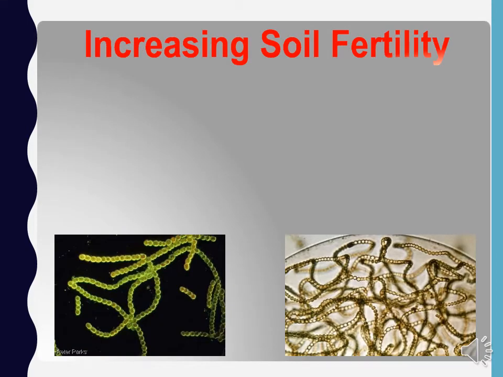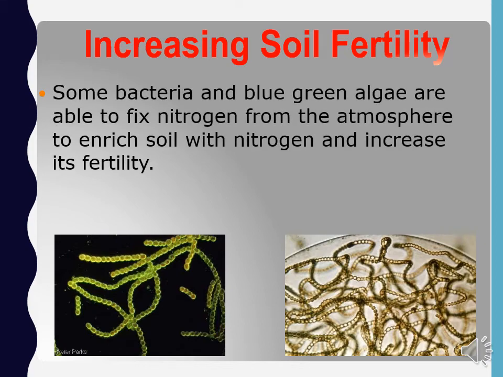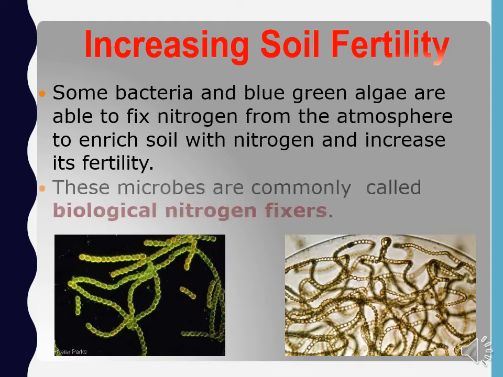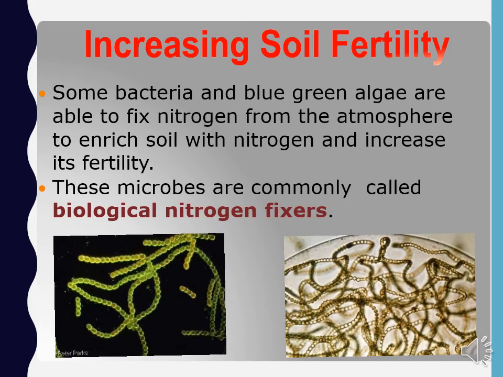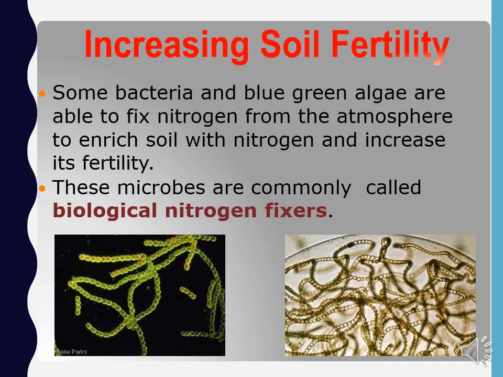Next is increasing of soil fertility. Some bacteria and blue-green algae are able to fix nitrogen from the atmosphere into the soil. Fixing of nitrogen means that it is able to convert the complicated nitrogen into simple nitrogen. And this, my students, is used for increasing soil fertility. Hence, these microbes are commonly called biological nitrogen fixers. Isn't it a very interesting name? Alright.